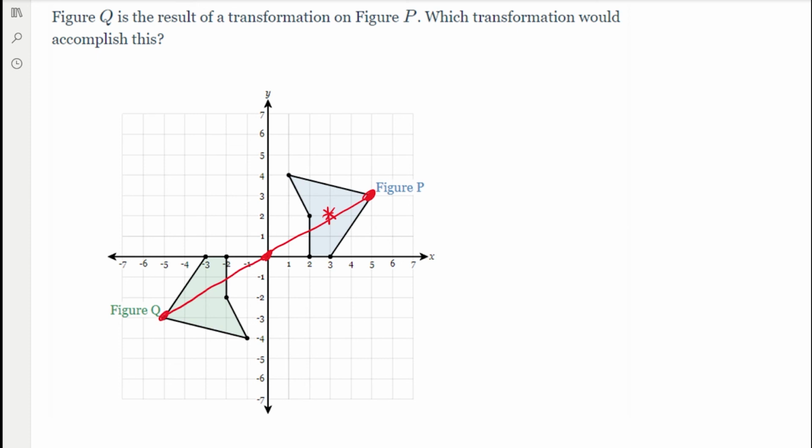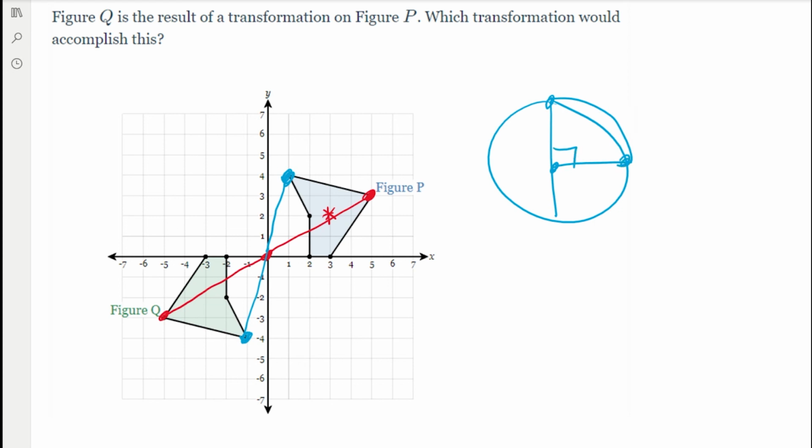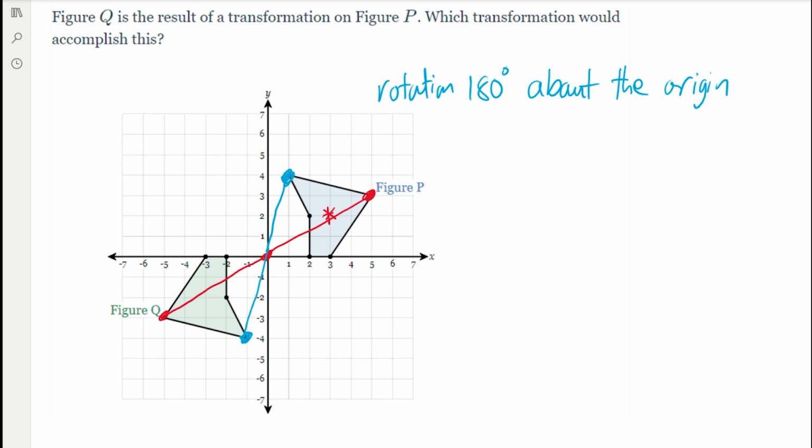Let's test out another point real quick. This point definitely matches up with that one. So to the center of rotation and then to the resulting image, yep, I also get a straight line, which is 180 degrees. Because remember, from here this is 90, and another 90 is a straight line for 180. So definitely a 180-degree rotation about the origin. Rotation 180 degrees about the origin.